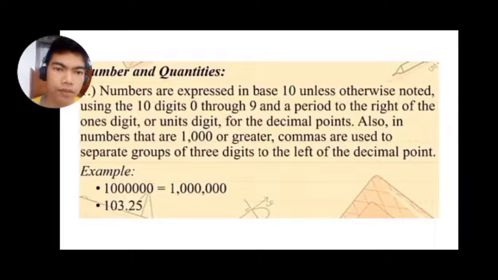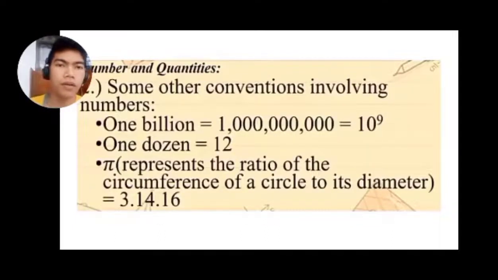Ito naman po. So, number 2 example is some other conventions involve numbers. 1 billion, for example, equals 10 to the power of 9. Pangalawa po is 1,000.